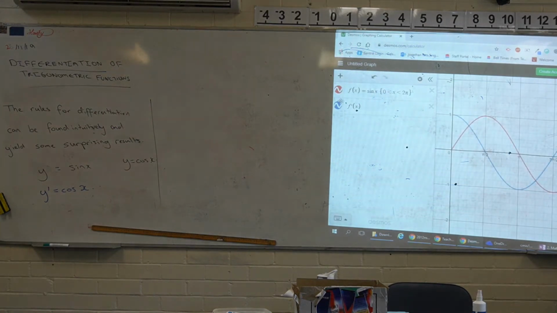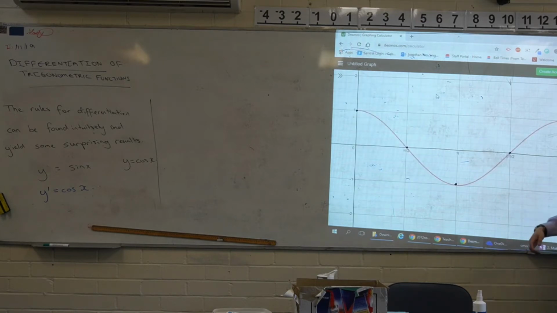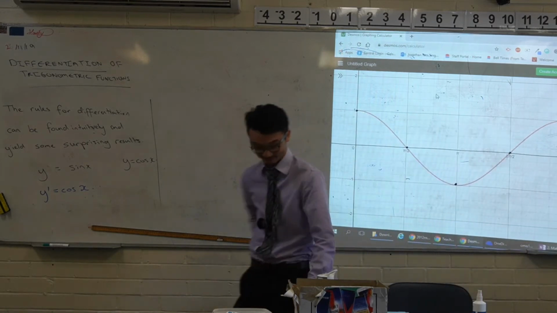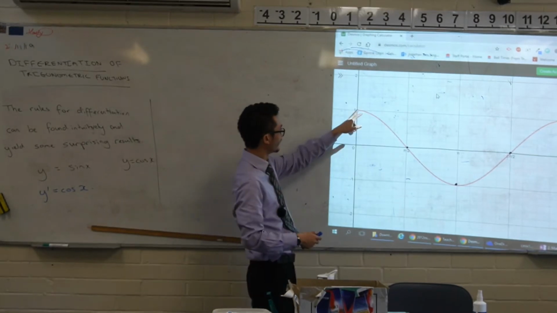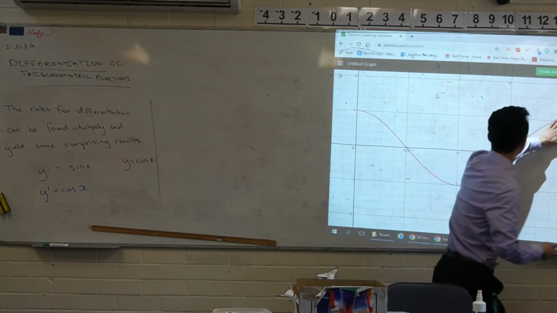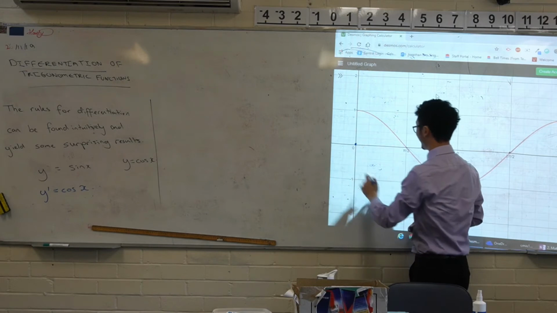So let's get rid of this derivative one now. Okay, so here's our, wait, what if tan just comes into it? Well, let's find out. So here's our cos graph. Let's think about gradients. What's the gradient at this point now? 0? So maybe it's a sine curve. I don't know. Let's find out.